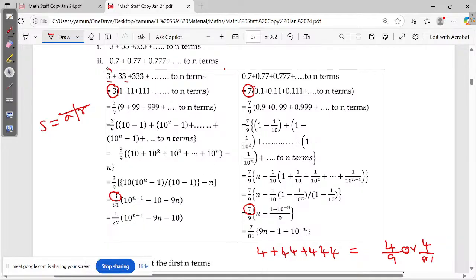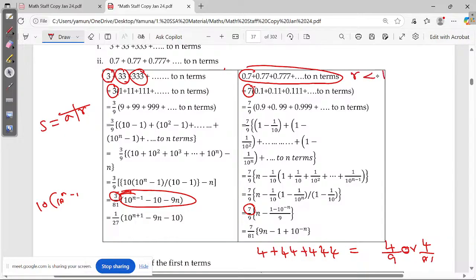And these are all numbers greater than 1. So obviously your format will be looking like this, right? Actually, it's 10 into 10 power n minus 1. So we got it this way. But when you go for this one, 0.7, 0.77, the R is going to be less than 1. So you'll have something like 1 by 10 power n, which will be 10 power minus n and so on. So this is the hint you can take.